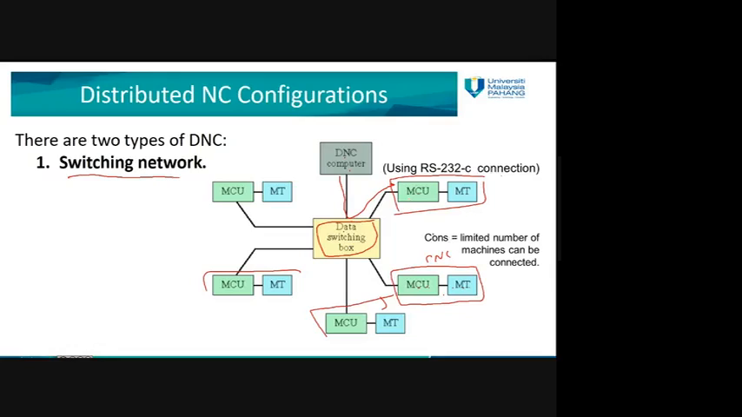The con of this type of networking is that a limited number of machines can be connected. It depends on the capacity of the data switching box. Maybe some data switching boxes support 4 CNC machines, some support 8 CNC machines, and so on. So it has a limited number, it's not open. You are controlled by the number of ports available for connecting these machines. Each switch has a defined number of ports, and based on the number of ports, you can connect that many machines.